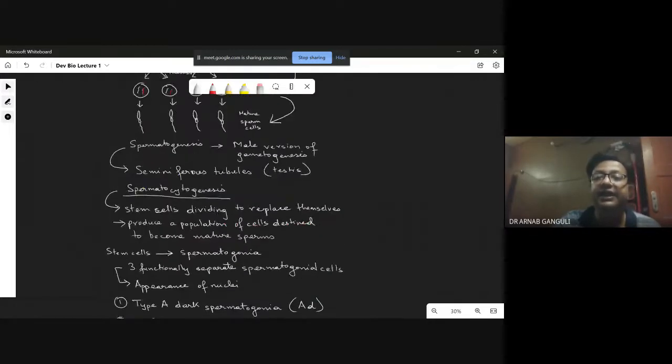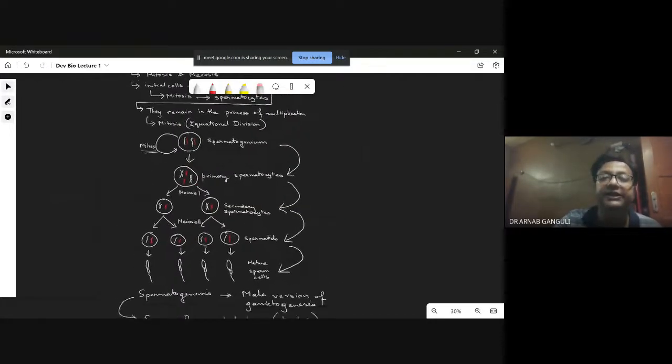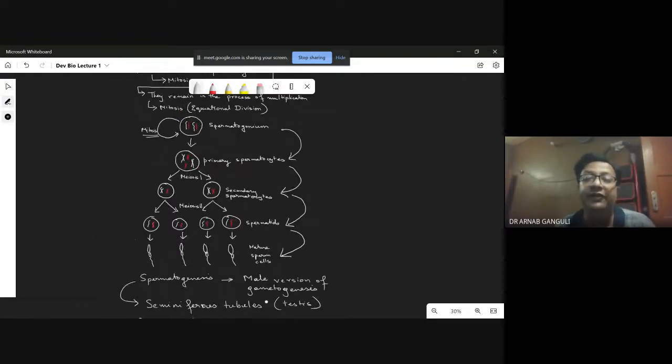Again, just revise the process of spermatogenesis. You have the spermatogonium, then primary spermatocytes. This you can call the type B. It will give rise to the primary spermatocytes. That will give rise to the secondary spermatocytes. That will give rise to the spermatids. That will give rise to the mature sperms.